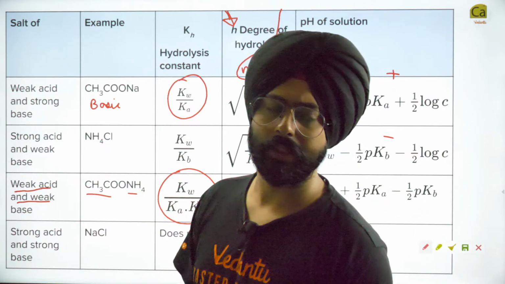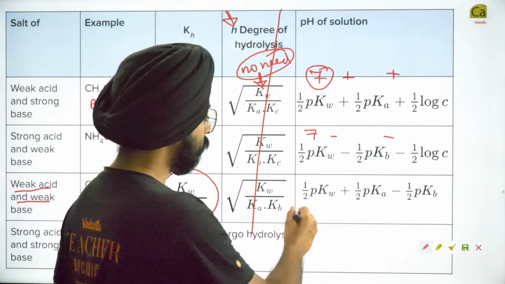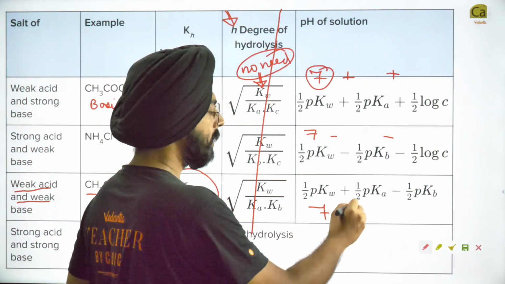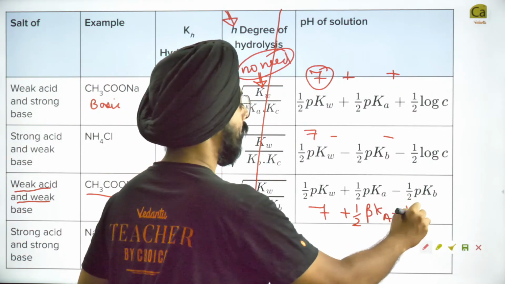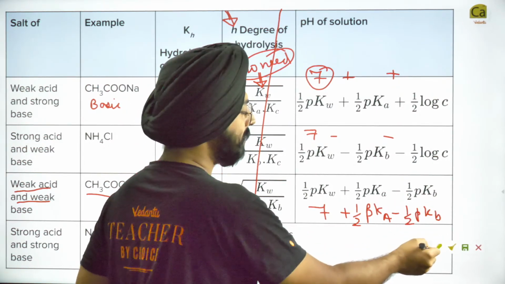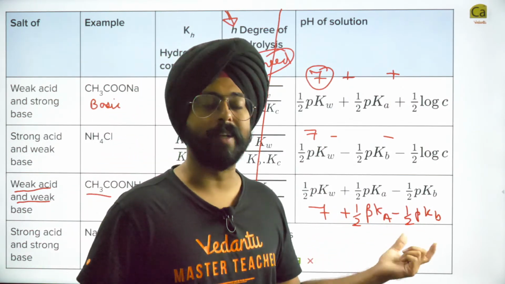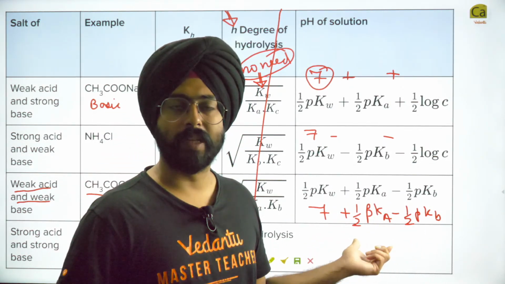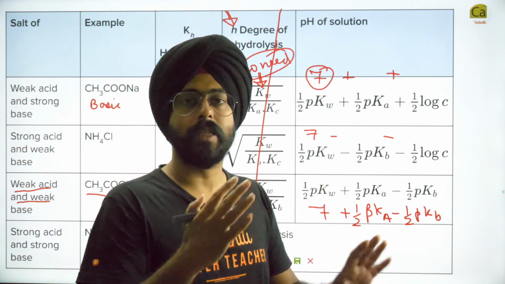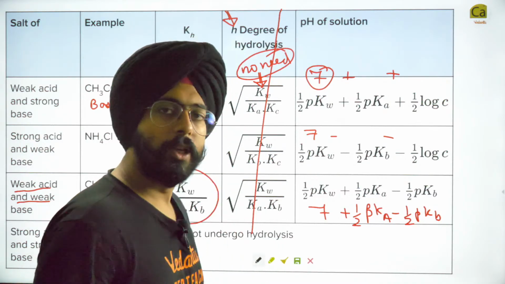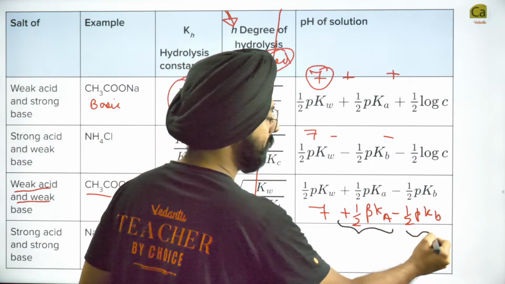And when you do the further derivation, you realize that the formula over here is very simple. This comes out to be 7 plus half of pKa minus half of pKb. Isn't that pretty obvious? The good thing is there is no unit of concentration over here. Concentration in this formula does not matter. When you do the derivation, you will realize both concentrations will cancel. So the thing is, half pKa is with a plus sign, half pKb is with a minus sign.